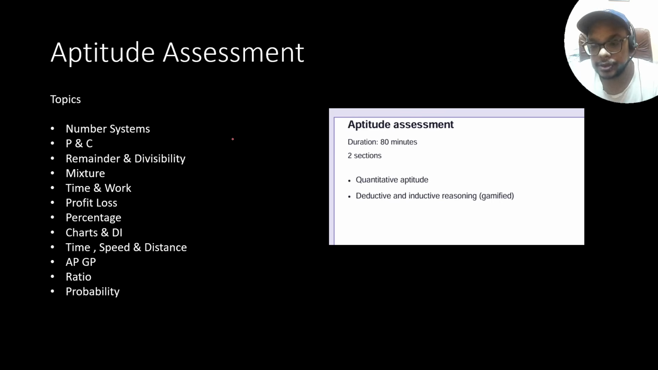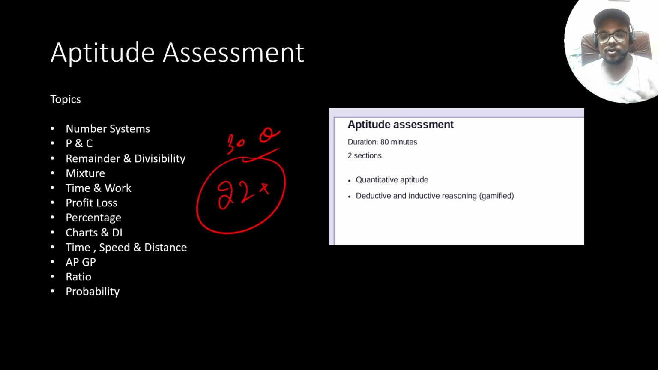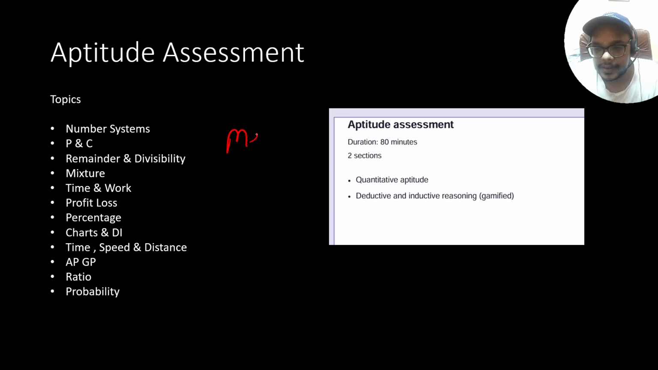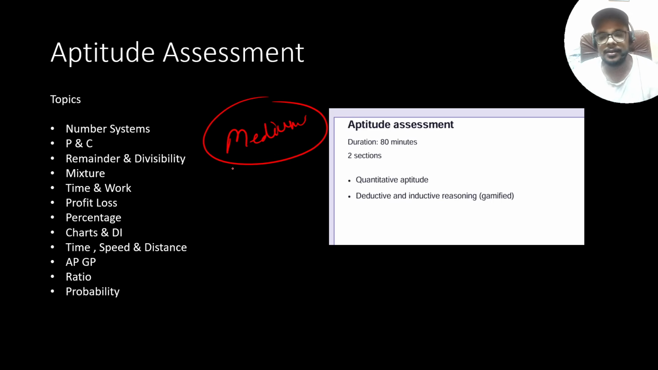There will be the aptitude assessment of 30 questions. The cutoff is very high. Generally the cutoff is 22 plus. So you need to solve many questions, and the level is around medium. There is no easy question, there is no hard question. You will be getting medium level aptitude questions.